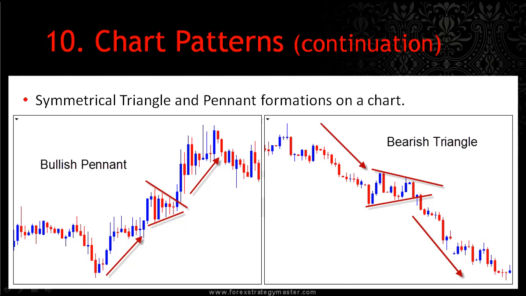This is a symmetrical triangle or pennant formation on an actual live chart. On the left, we see the bullish pennant as price rises and then gets constricted into a triangle formation and then breaks out in the direction of the original trend upwards. On the right, we see the same thing going down. The market moves downwards first and then it pauses. And as it pauses and moves sideways, it gets restricted tighter and tighter and then finally breaks down into the original trend direction.